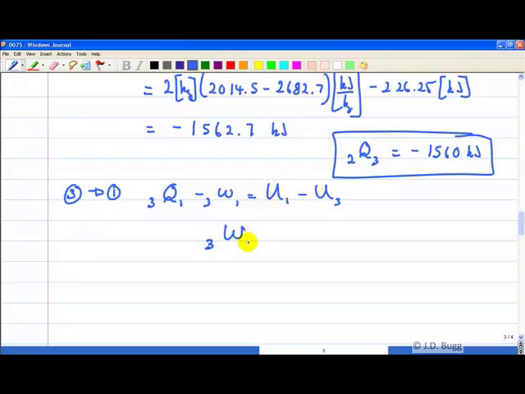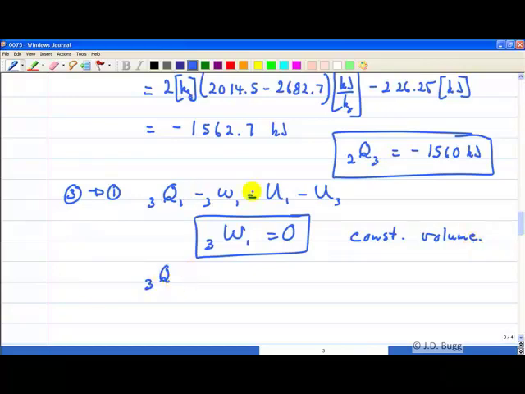Well, again, the work from 3 to 1 is 0 because it's a constant volume process. So that's straightforward. We already have done all the work to get the internal energy at the beginning and the end of this process, so we can go straight to our heat transfer calculation.